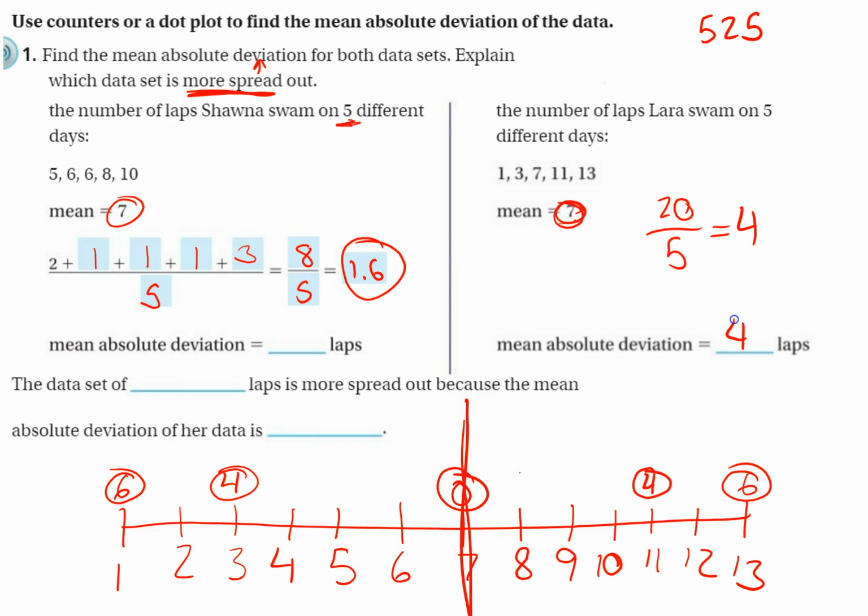So my mean absolute deviation was 1.6 over here. My mean absolute deviation was 4 over here. The data set of Laura is more spread out because the mean absolute deviation of her data is greater. Right? 4 is greater than 1.6, so this is the one that's more spread out.